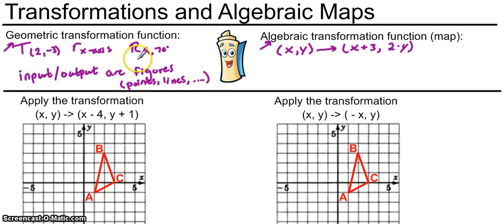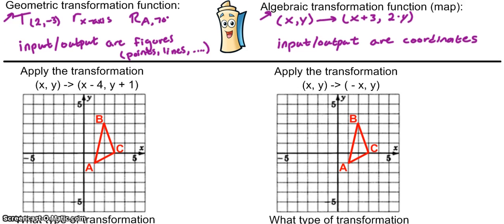We're not explicitly sliding something or flipping something or rotating. No. For an algebraic transformation, our input and output are coordinates. They're coordinates. So whereas for geometric transformation functions, we are literally moving around and sliding, flipping, rotating these figures, these points, these lines. For algebraic transformations, we are working with the coordinates specifically, the numbers like 2, 3 or -7, 5, right? We're working with coordinates there.